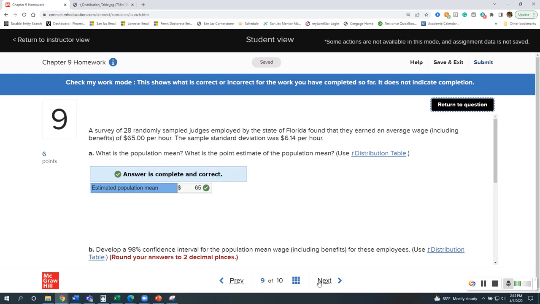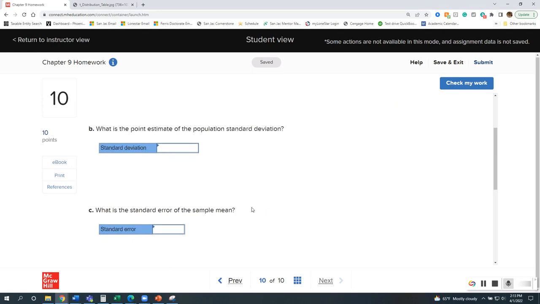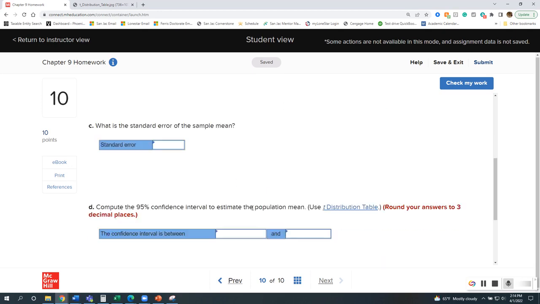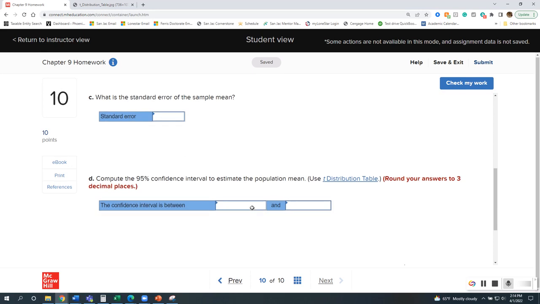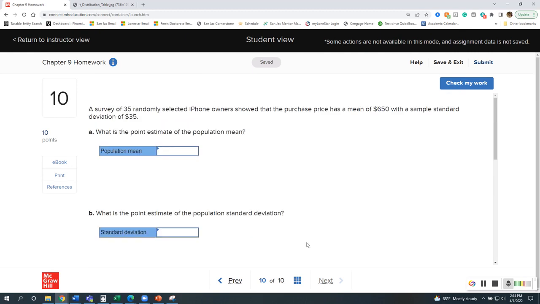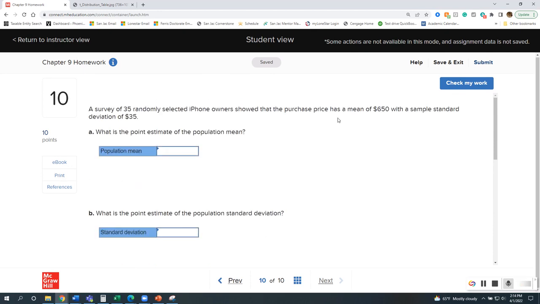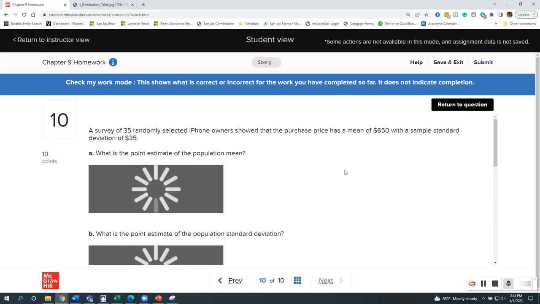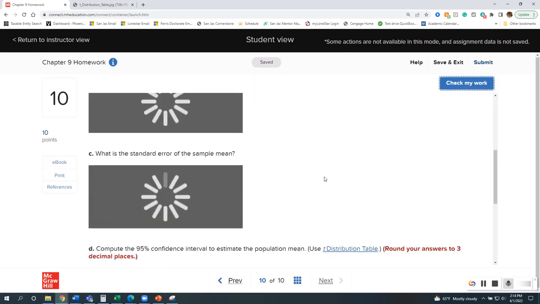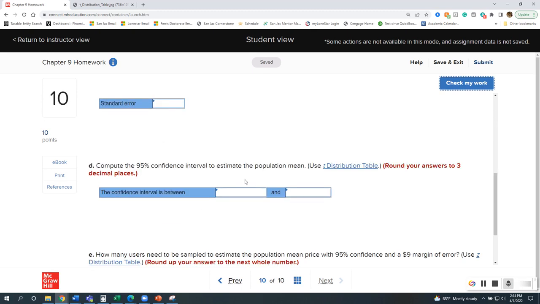So there's question 9. So last question. See if this looks anything familiar. So it's just a bigger version of question 9, just a little bit more spaced out, which actually has you figure out the standard deviation right here. So 650, 35. Okay. And then it's calculate the standard error of the sample mean, and then of course the interval.